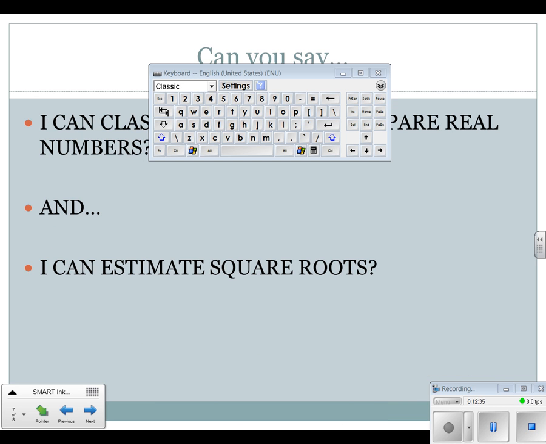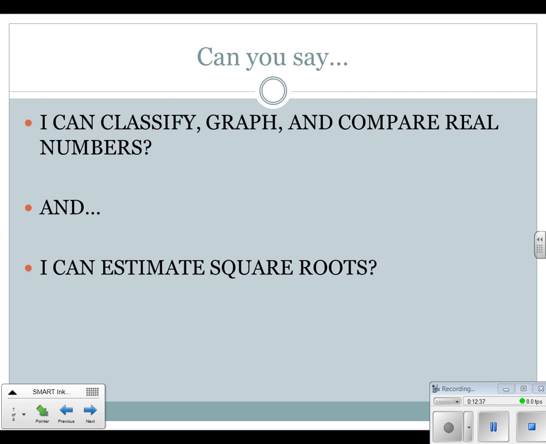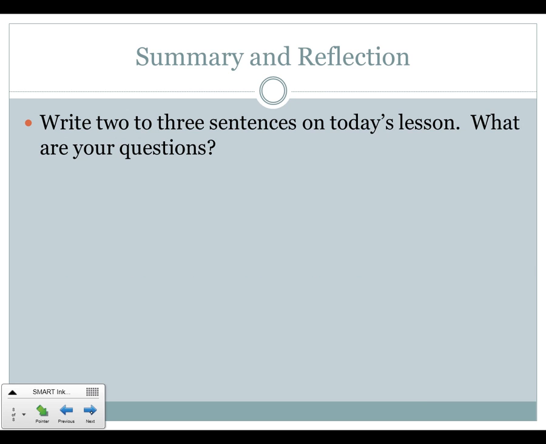Can you say I can classify, graph, and compare real numbers, and I can estimate square roots? Write 2 to 3 sentences on today's lesson, and what are your questions? Write them down and be prepared for the work time in class.